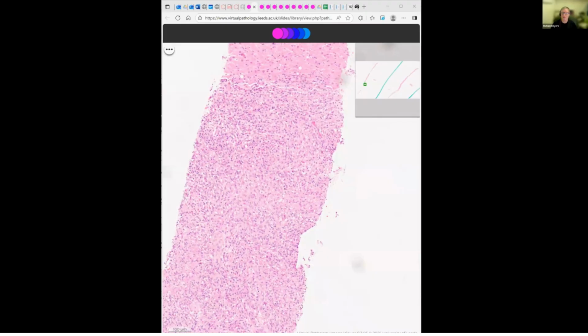I think it's important, a lot of the things I've said, because quite often you get needle cores of Hodgkin's, and diagnosing Hodgkin's on a needle core can actually be quite difficult.